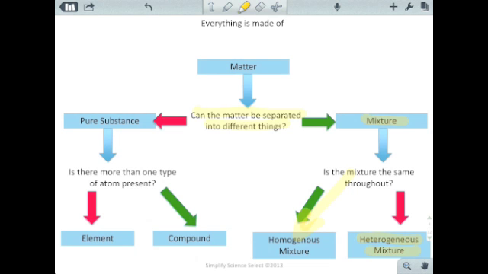Now, if we say no to the first question, can the material be separated into things? No. That means that we're going to have a pure substance. And then we ask ourselves, is there more than one type of atom present? If yes, we know it's a compound. If no, then it would be an element.